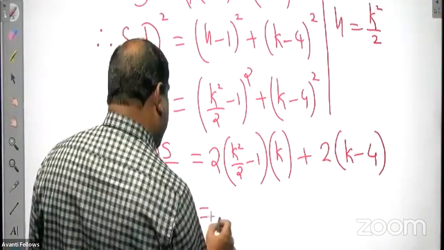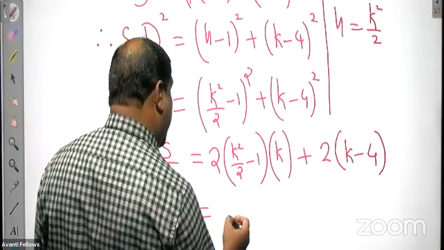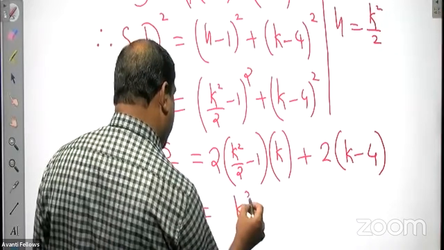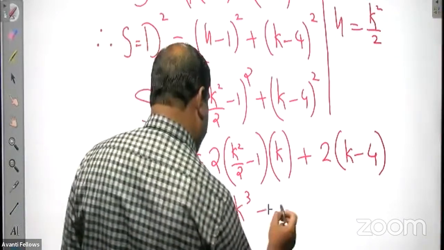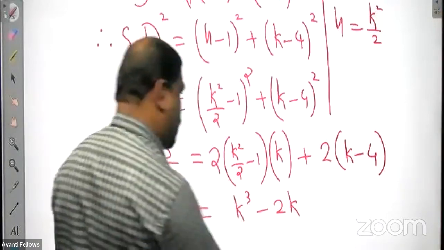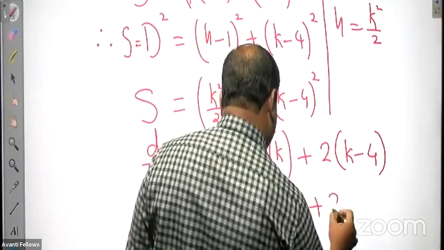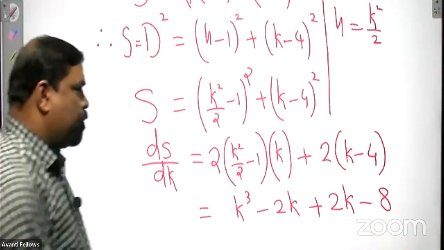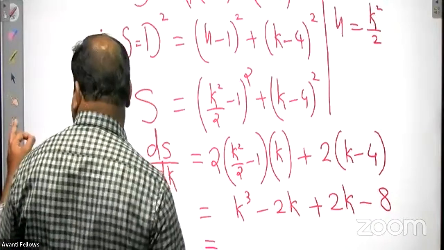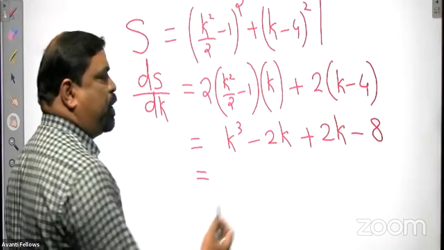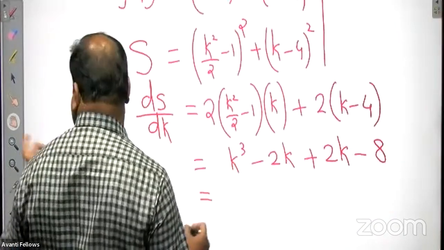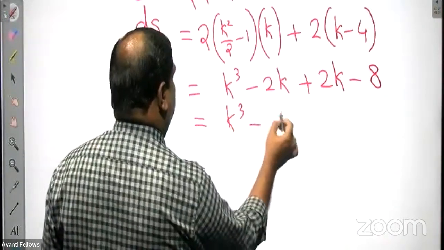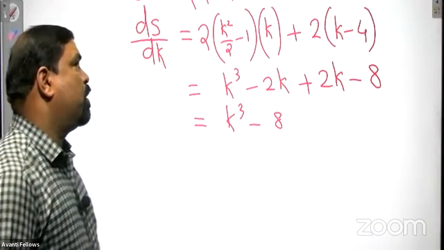So again simplify it further. Multiply 2 inside the bracket, multiply by k also. So k cube minus 2k minus 2k plus 2k minus 8. And that is equal to, minus 2k plus 2k cancel. So what you will get is k cube minus 8, isn't it? K cube minus 8. So this is our first derivative.